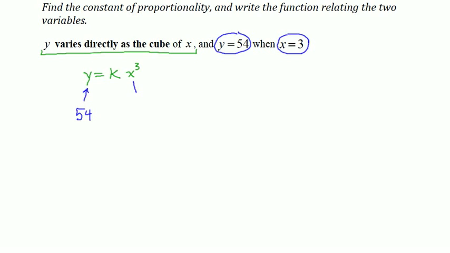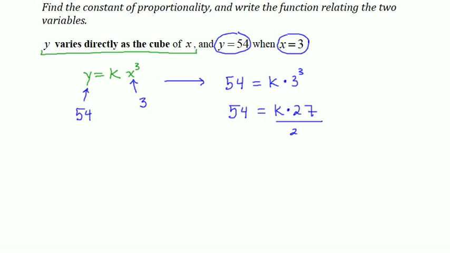54, 3. Note that only the x gets cubed, the k does not. So this becomes 54 equals k times 3 cubed. And 3 cubed is equal to 27. So let's rewrite this as k times 27, and then we divide both sides by 27 to get that in fact k is equal to 2.